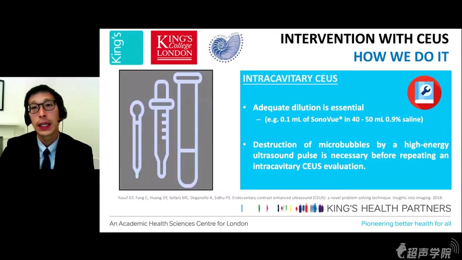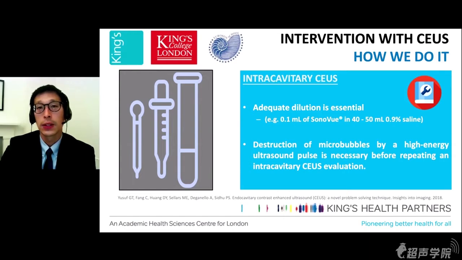For the intracavitary ultrasound, the key thing is to provide an adequate dilution before you give the contrast into a cavity. The dilution that we use at King's is usually just a single tiny drop of the ultrasound contrast agent SonoVue diluted in 40 to 50 mL of normal saline. And this provides adequate dilution without a high concentration of contrast, which may obscure your view to your target.